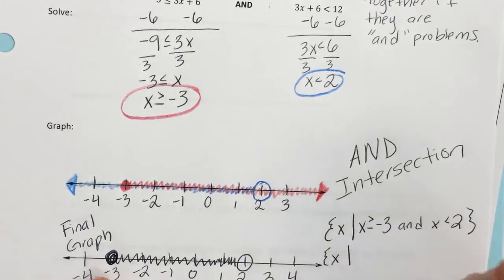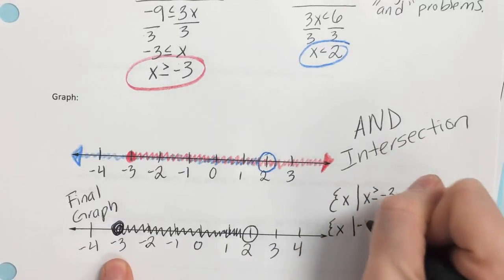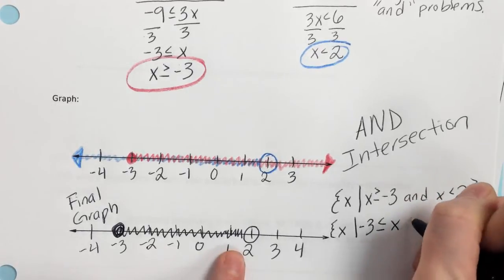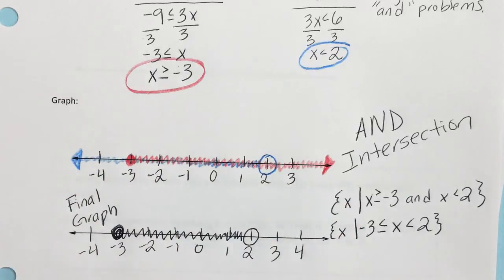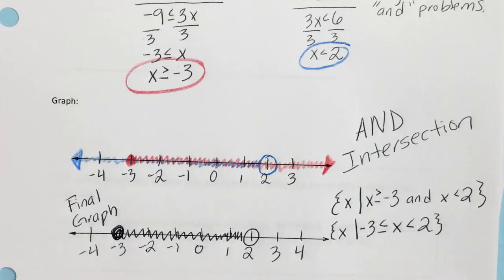You write it going from left to right on your graph. So we say -3 is less than or equal to x, which is less than 2. So both of these are correct answers. Just know if you're writing it the second way, always go left to right. And these are always going to be either less than or equal to signs if you're going from left to right.